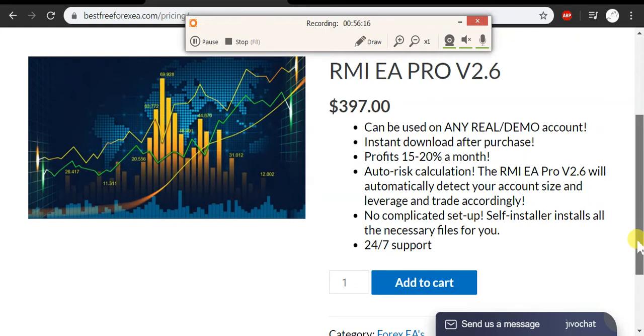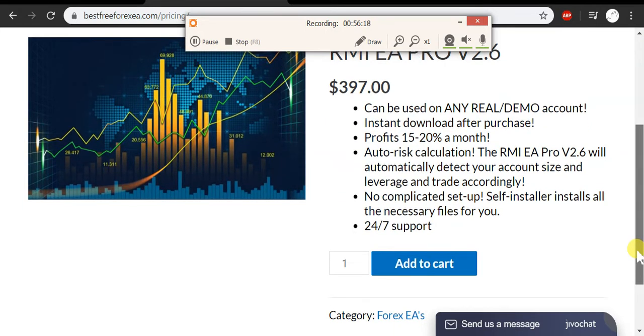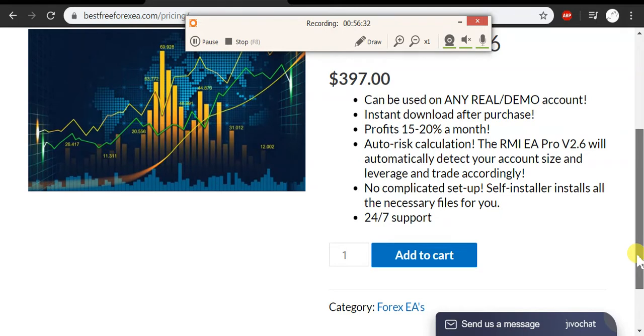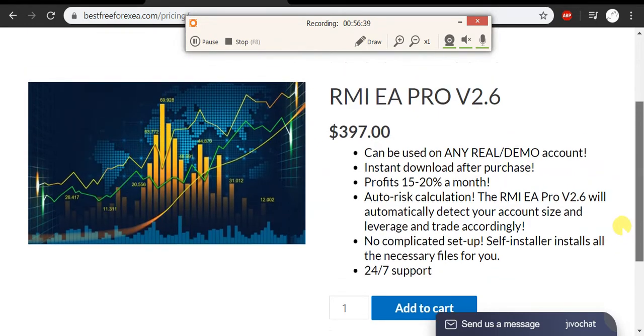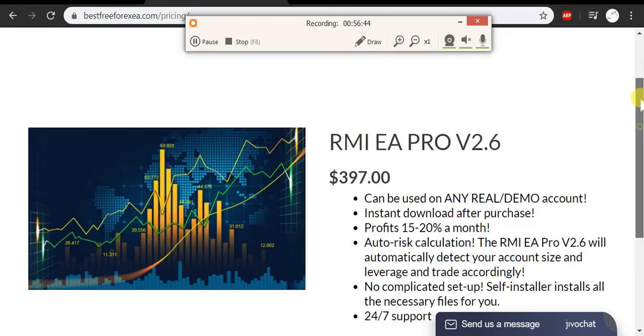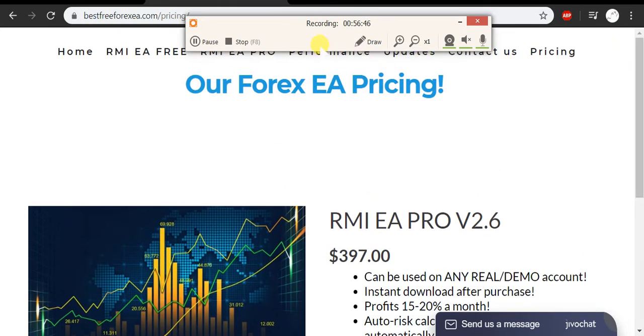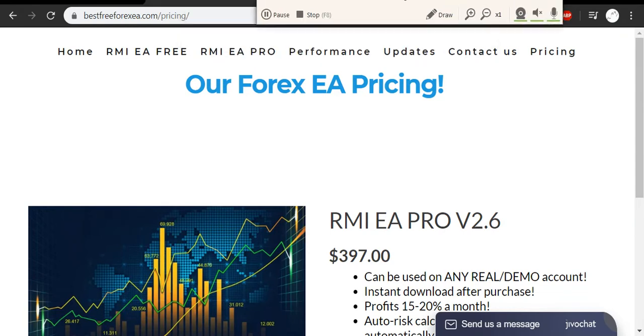How, 100% of what? 15% of what? Automatically detect your account size and leverage to trade accordingly. I don't think I like that. I wanted to think I've got $1,000 all the time and it just keeps churning money. Yeah, that's kind of expensive. I like how it's not $400 though. But no, I mean, I can recommend the free one. Like, I'm just that guy. I'm not going to spend.